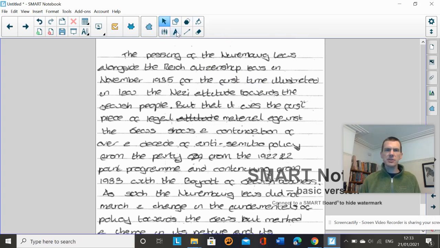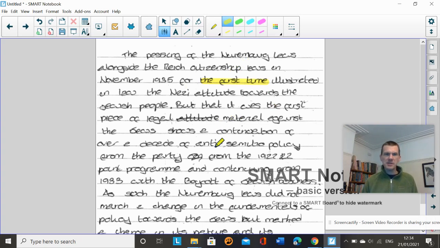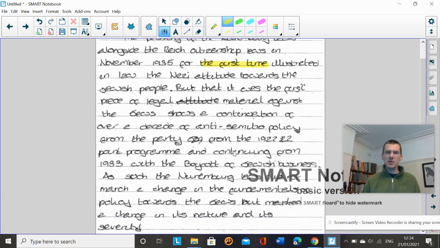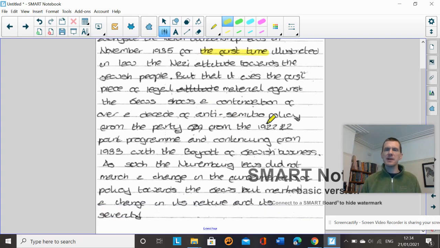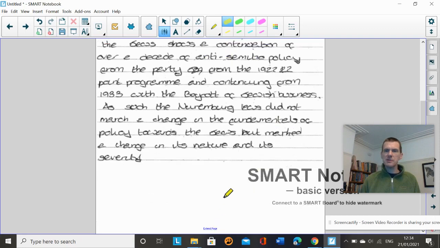So that's the idea of change at the first time, straight away illustrated in law: the Nazi attitude towards Jewish people. But that it was the first piece of legal material against the Jews shows a continuation, that's a slightly strange phrase, a continuation of over a decade of anti-Semitic policy from a party, from the 1922 program, in fact, and continuing from 1933 with the boycott of Jewish businesses.